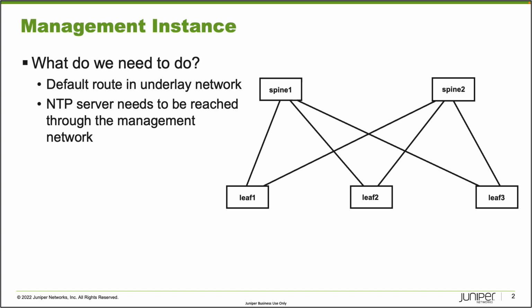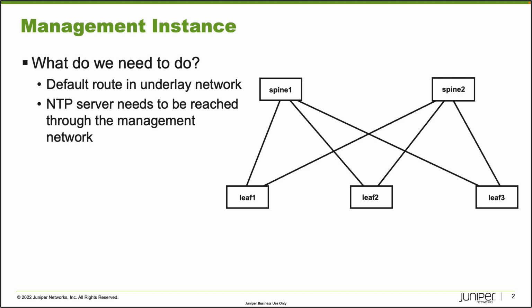And what's happening here is, for one reason or another, there's a default route that is floating around in the underlay network. However, we want to be able to access an NTP server out the management network instead of accessing it through the underlay network. It's not reachable through the underlay network. We need to access it through the management network. And that NTP server is not on the same network as the management network.